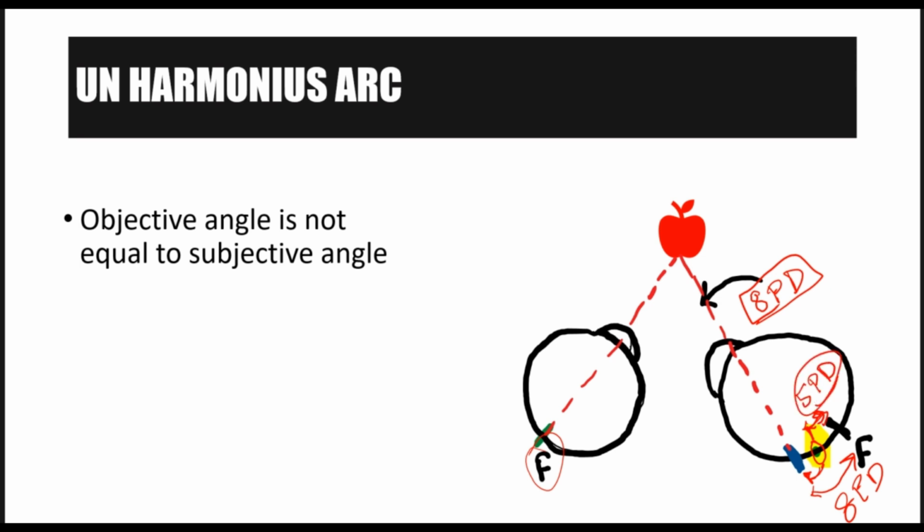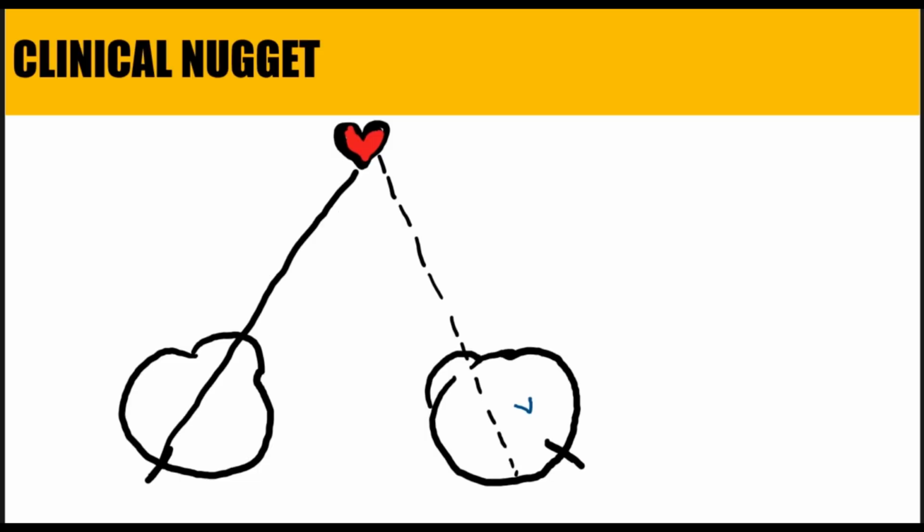Okay, so your subjective angle is not equal to your objective angle in case of unharmonious abnormal retinal correspondence, right? So obviously harmonious abnormal retinal correspondence is going to give a better vision to a patient compared to the unharmonious variety. So I hope that is clear, right? Now with this, let us discuss an important clinical nugget.